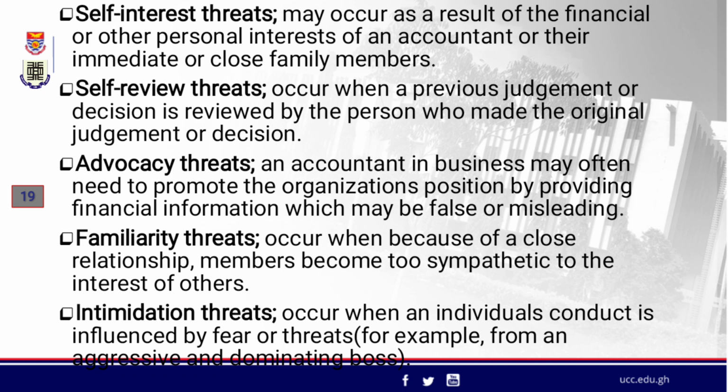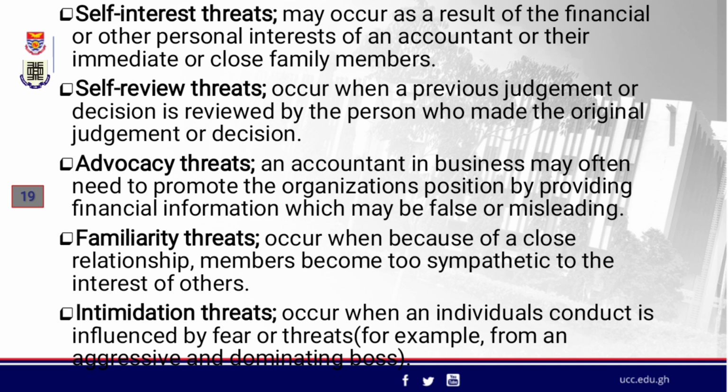Self-review threat occurs where a previous judgment or decision is reviewed by the person who made the original judgment or decision. How can you be an accountant and also be auditing the same account that you prepared? It is not possible. That is the self-review threat.